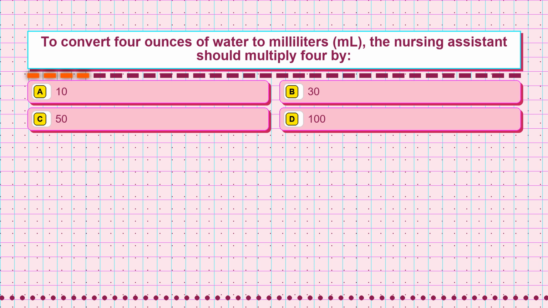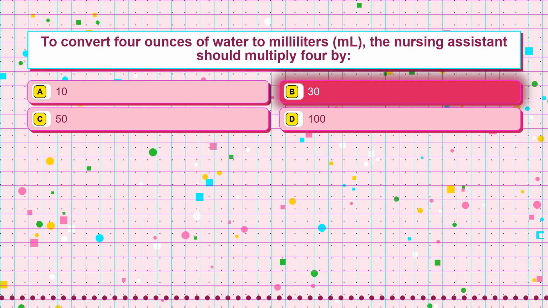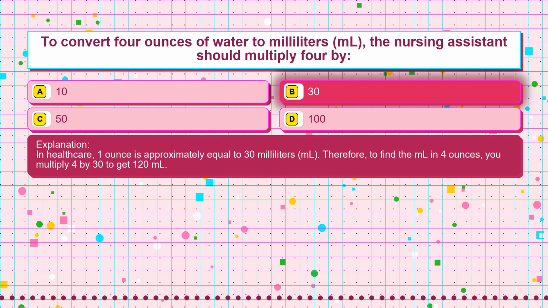Question 54. To convert 4 ounces of water to milliliters, ml, the nursing assistant should multiply 4 by: Option A, 10. Option B, 30. Option C, 50. Option D, 100. The correct answer is option B, 30. In healthcare, 1 ounce is approximately equal to 30 milliliters, ml. Therefore, to find the ml in 4 ounces, you multiply 4 by 30 to get 120 ml.